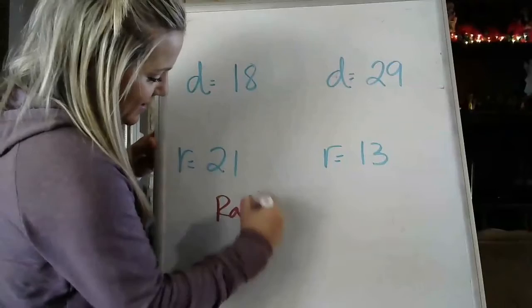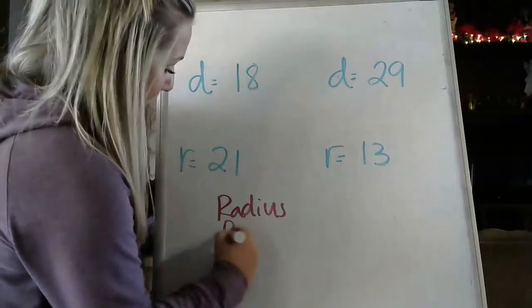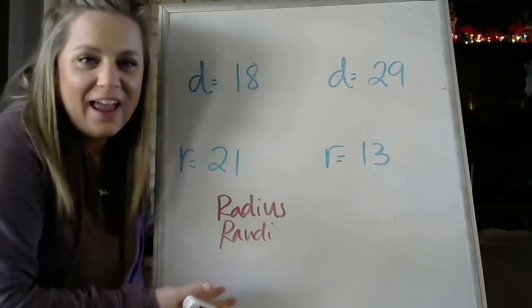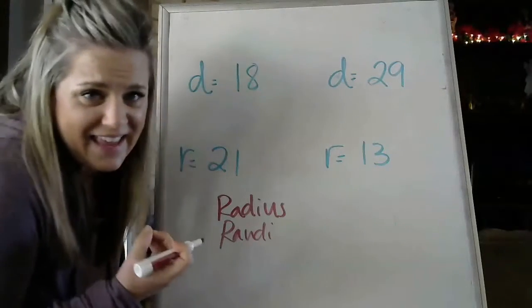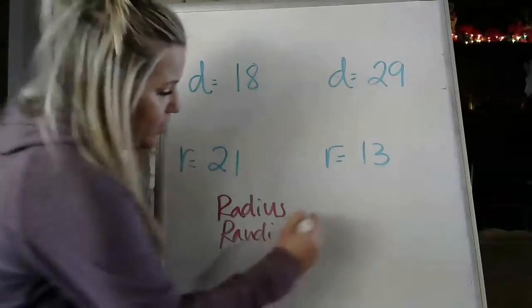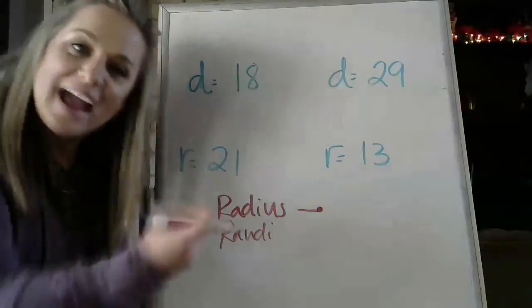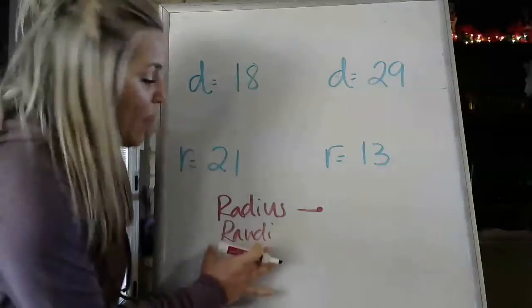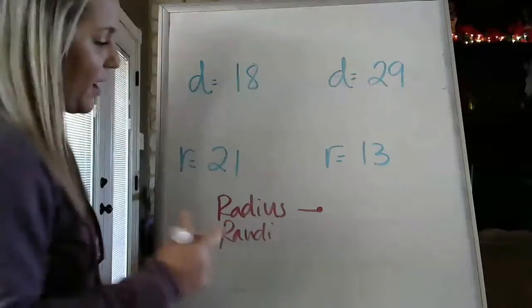Radius is spelled like this. Randy is spelled like that. They kind of look alike, right? Okay. So we know that radius is half of the circle. It's half, okay? You can think of me as half size because I'm small. So Randy is like radius and it's half because I'm half of it, okay?